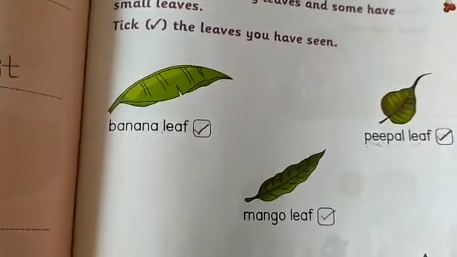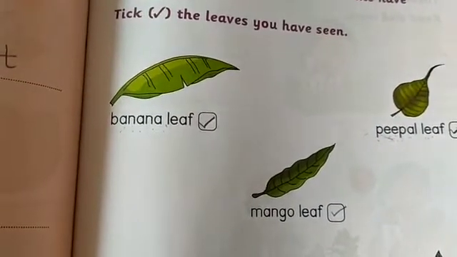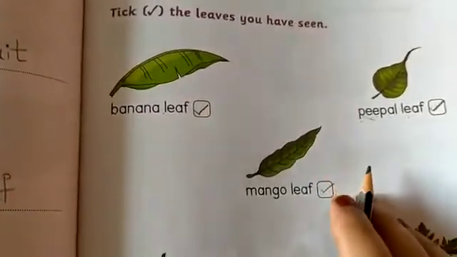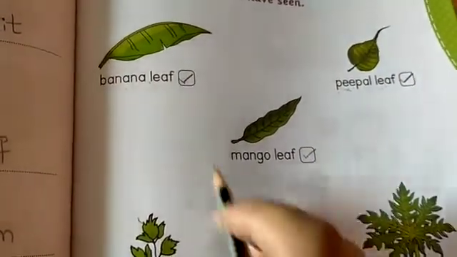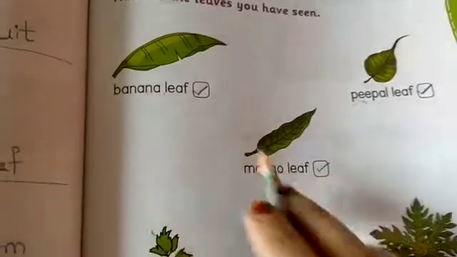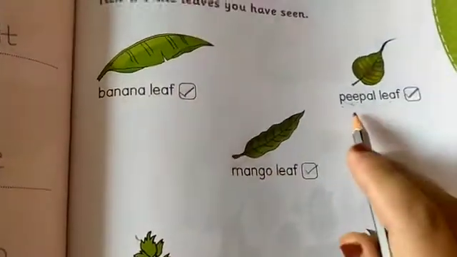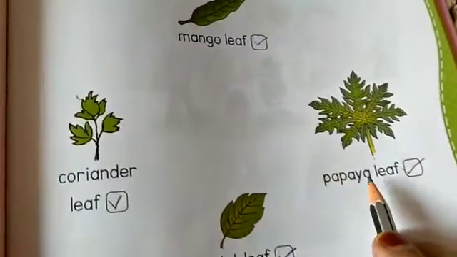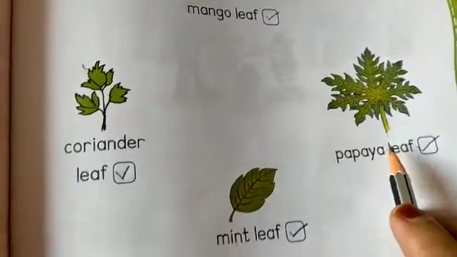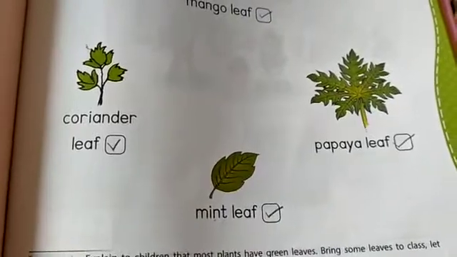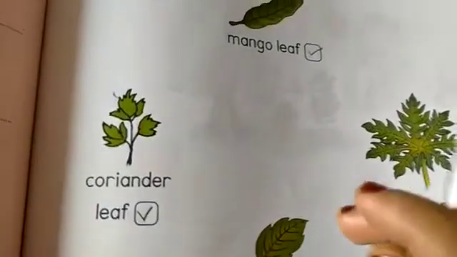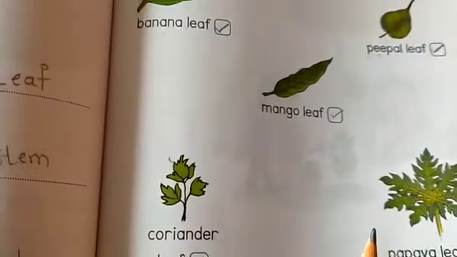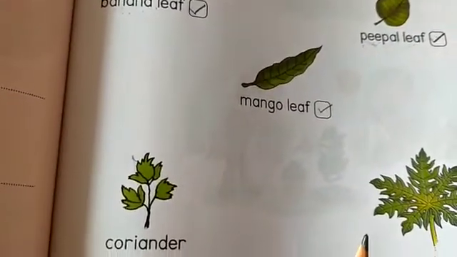These are the different leaves and they are the kitchen of plants. These are the different types of different plants' leaves. It is banana leaf and it is mango tree leaf. It is peepal tree leaf and this one is coriander leaf and this one is papaya tree leaf and this last one is mint leaf, mint tree leaf. And they are the kitchen of plants. Leaves are the kitchen of plants.